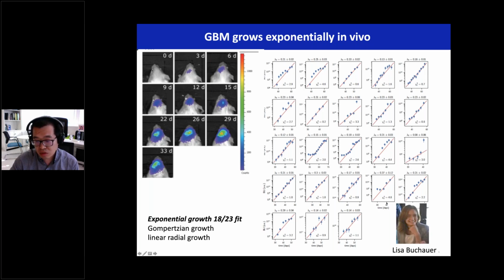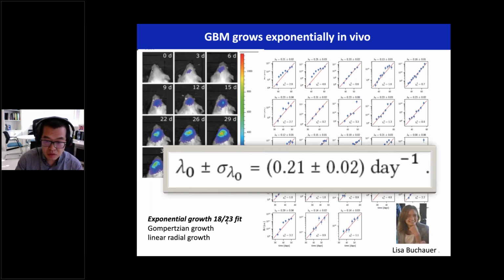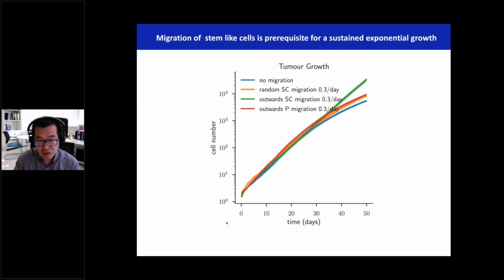We gave this data to a modeler, Lisa, a mathematician. When she plotted the data, it showed that the tumor in this model actually grows exponentially, as most tumor growth data fit an exponential model. You can also calculate the doubling time of the tumor growth. It's a very aggressive tumor.